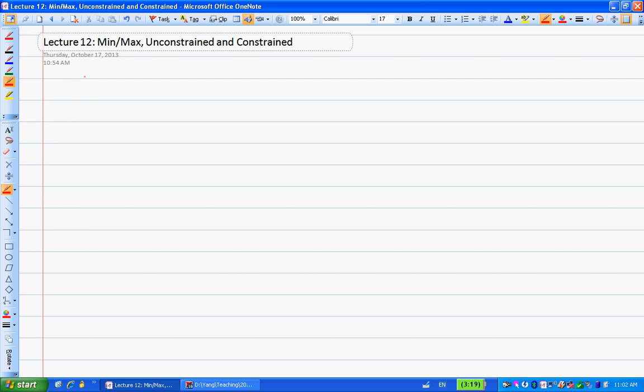Okay, so let's continue on 248. We're going to talk about an interesting concept today: the min-max problem and the constrained and unconstrained problem. This is actually the first time I'm teaching constrained and unconstrained; in the past, I never touched this before. This is more related to optimization problems. First, let's talk about the min and max problem.